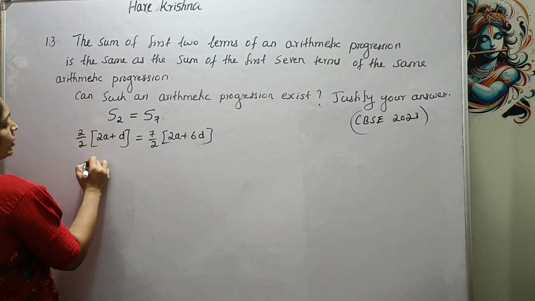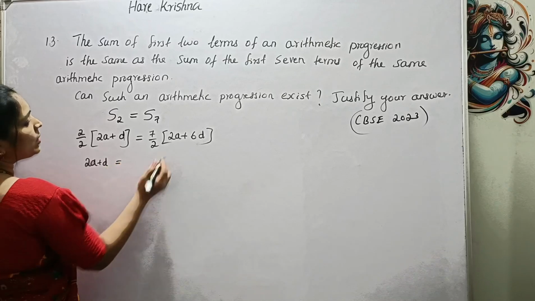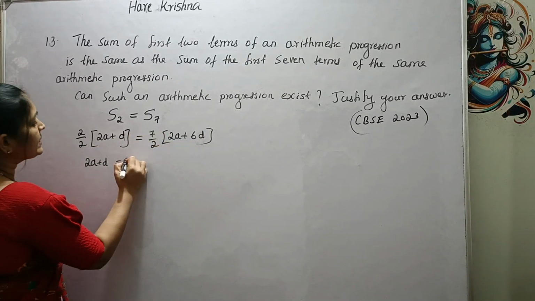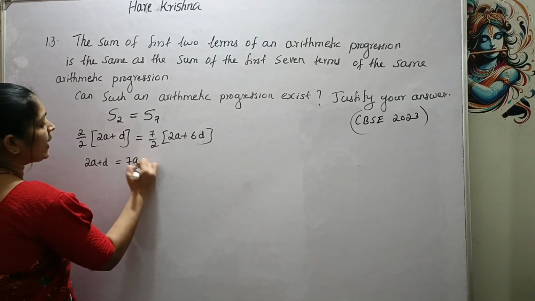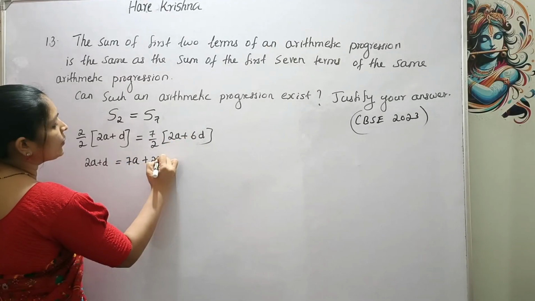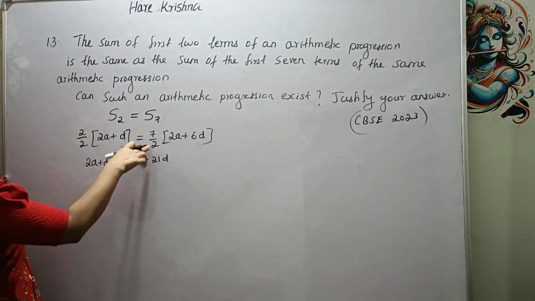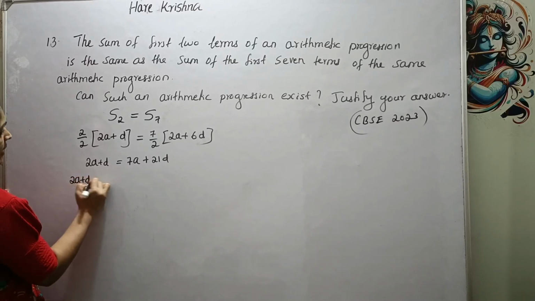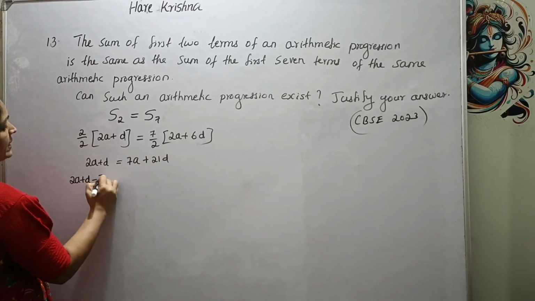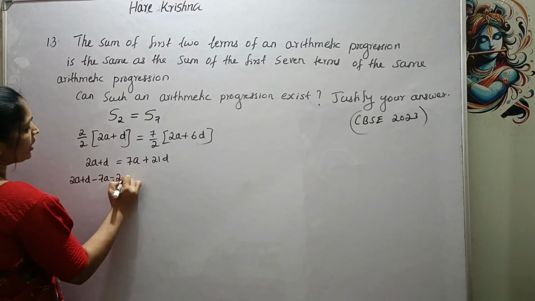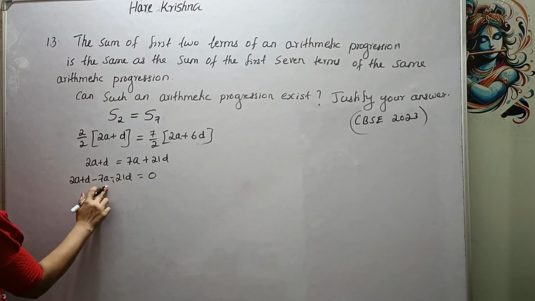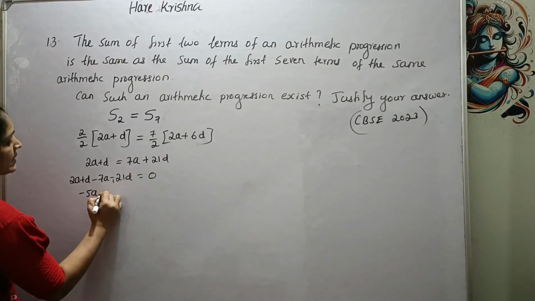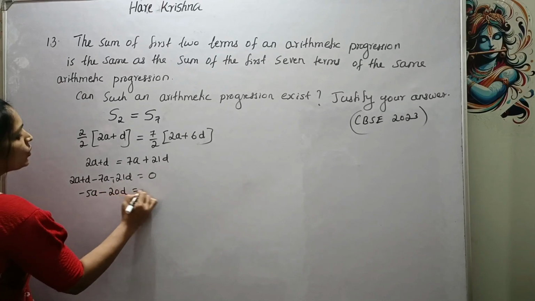7 by 2 into 2A plus (7 minus 1), 6D. Here 2 cancelled. 2A plus D is equal to, here 2 is common. We can take 2 outside and cancel with this. That is 7 into, here it will be A plus 7 into 3, 21D. We have taken 2 and cancelled. Now after that, 2A plus D, take all these terms to the left side. Minus 7A minus 21D is equal to 0. 2A minus 7A is minus 5A. D minus 21D, that is minus 20D, is equal to 0.